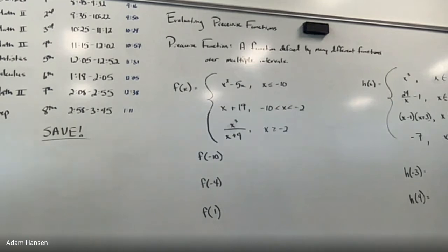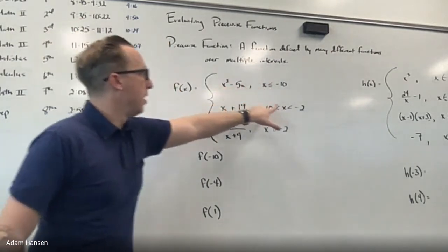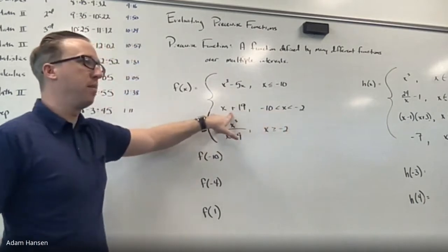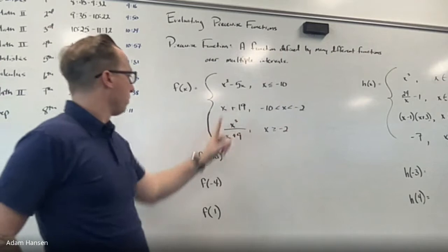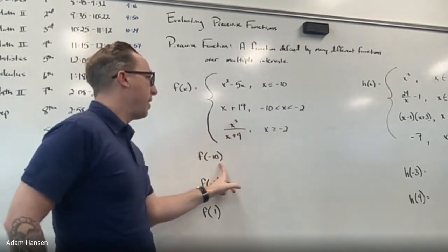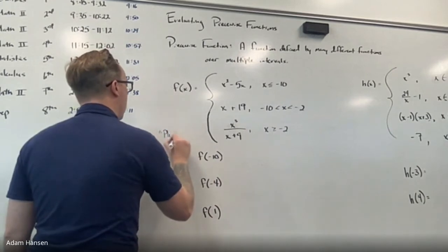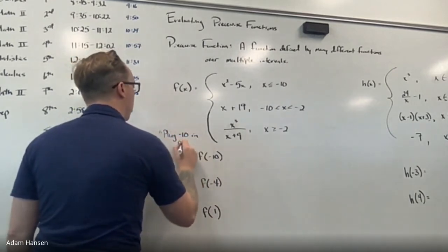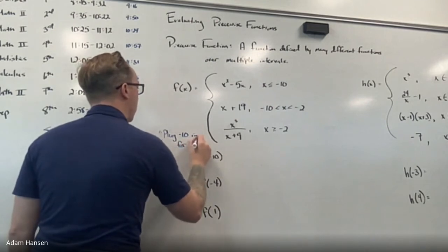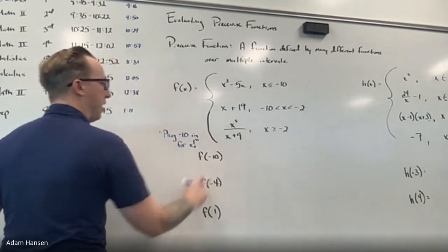Sometimes I think about piecewise functions as an if-then statement. If this is true, then plug your number into this. So we're going to evaluate and find f of negative 10. That means plug negative 10 in for x. F of negative 10 as notation means plug negative 10 in for x.